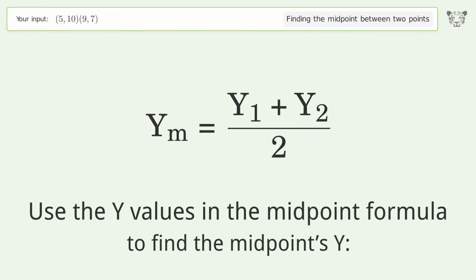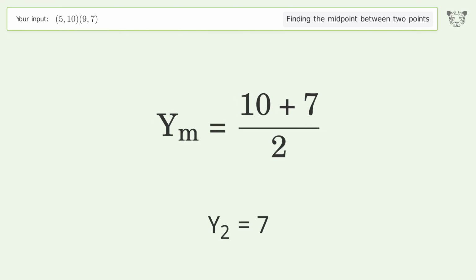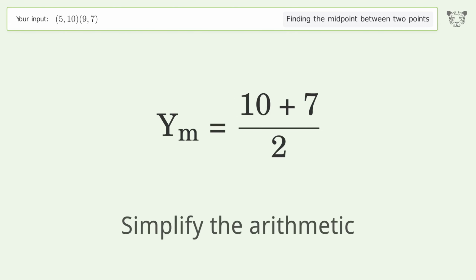Use the y values in the midpoint formula to find the midpoint's y. y1 equals 10. y2 equals 7. Simplify the arithmetic.